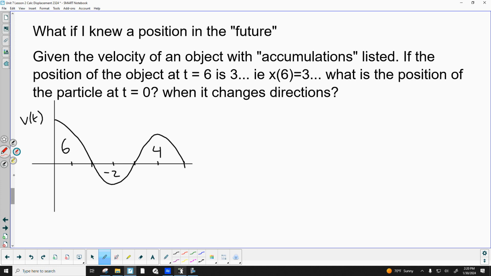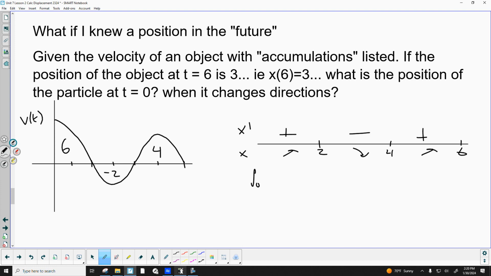Okay, so, guys, here's what's happening. We have our derivative. We have the signs of your derivative, and we have the displacements of your derivative. We have your position: increases, decreases, increases. We have the accumulations of your derivative are 6, which is telling me how much I go up. -2, how much I go down. And 4, how much I go up.